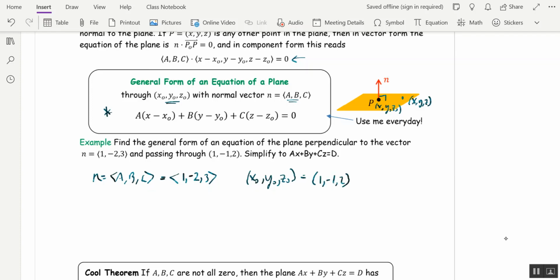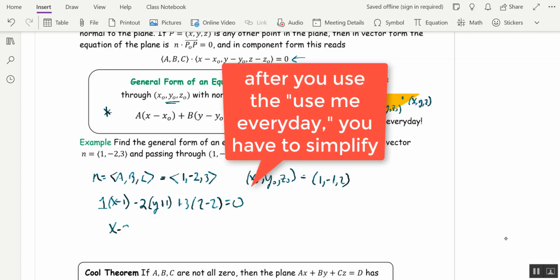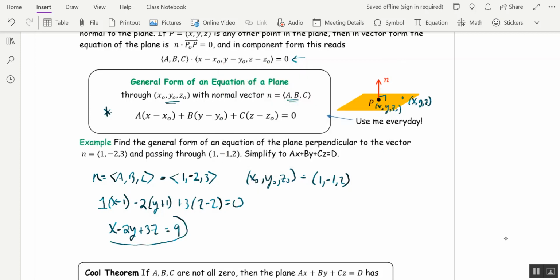So we do the use me every day. 1 times x minus 1, minus 2 times y plus 1, plus 3 times z minus 2 equals 0. That's the use me every day. And then if I distribute and combine like terms, I get x minus 2y plus 3z equals 9. And you can double check my arithmetic on that one.